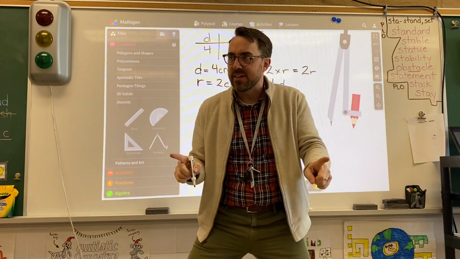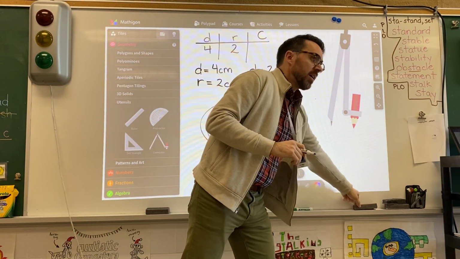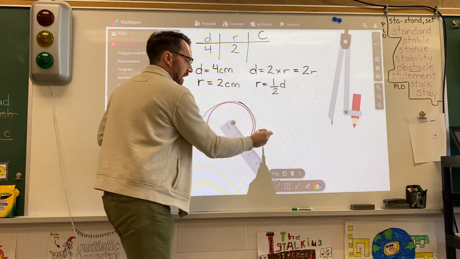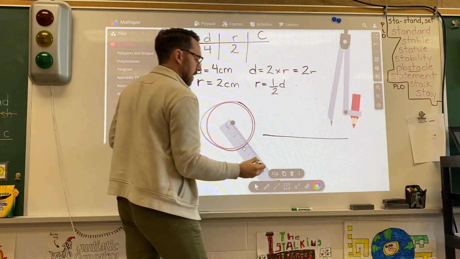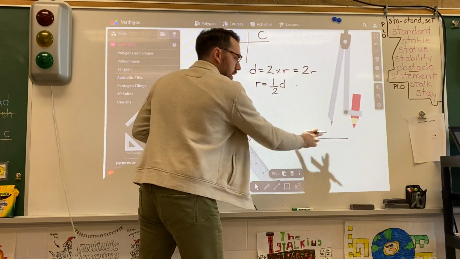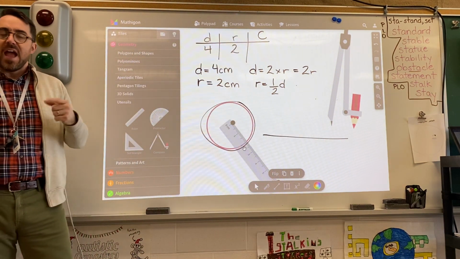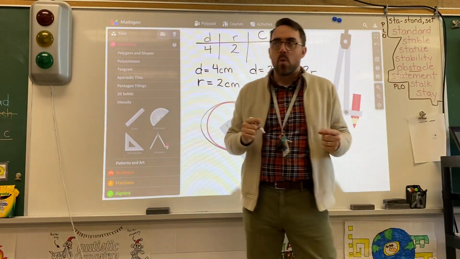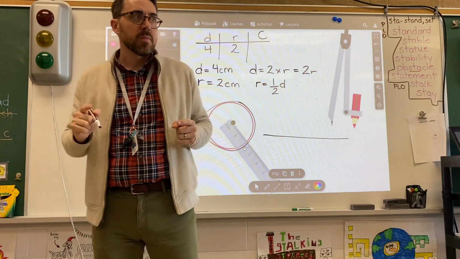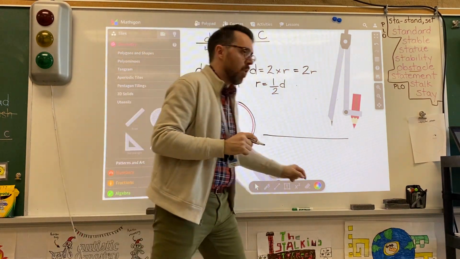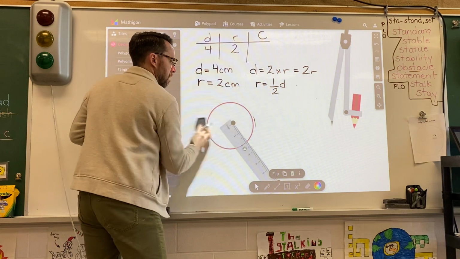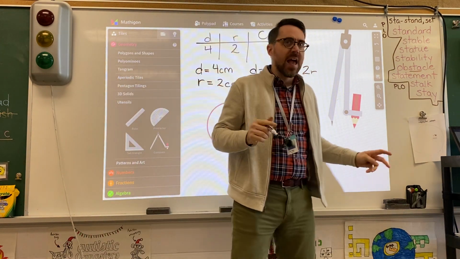We measured that today by taking a piece of string, wrapping it around the circle, and then unfurling that string and using our ruler to measure that. And some friends saw some patterns when they measured carefully. Is there a friend who wanted to tell me what pattern they saw when they measured carefully? Anybody?